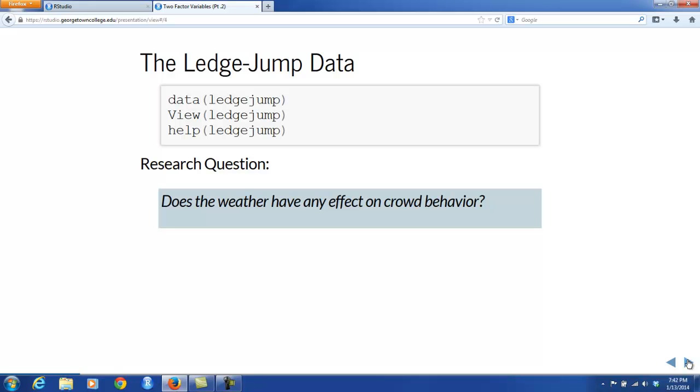The data are from a study by Leon Mann, a social psychologist who published an article in 1981. Dr. Mann was interested in what kinds of factors might influence the behavior of crowds that gather to watch a person who's on a high ledge or other structure and is threatening to jump off of it. A suicide attempt, basically.